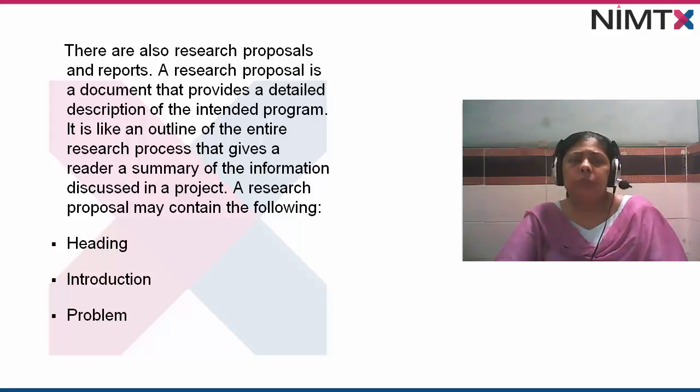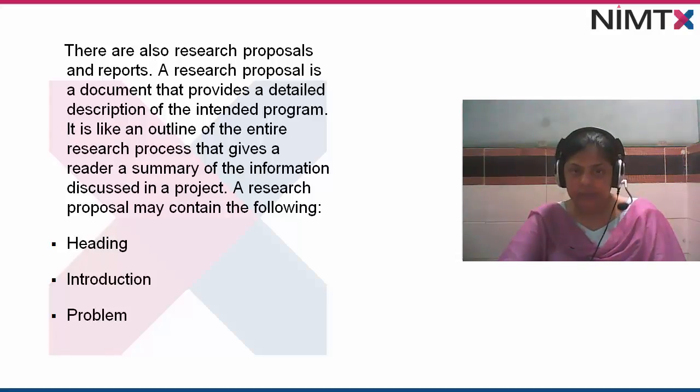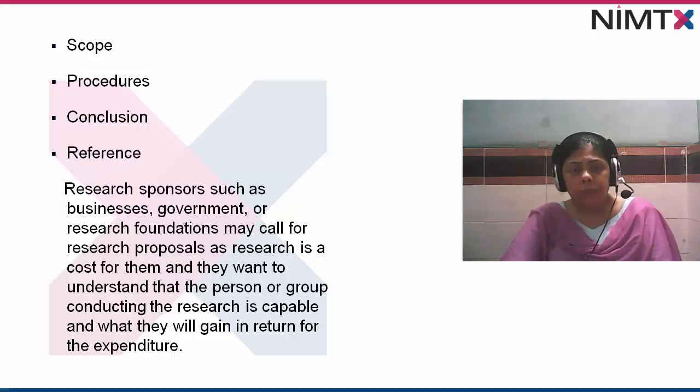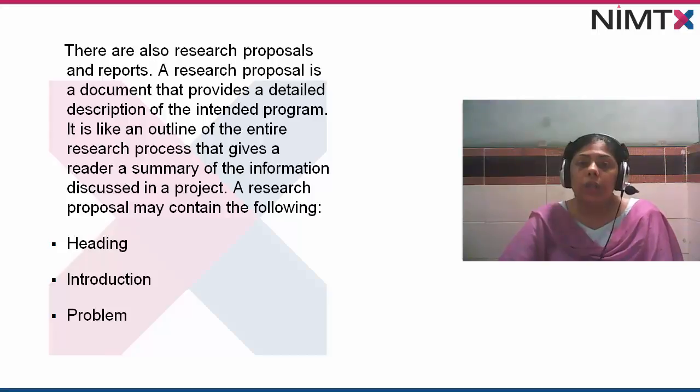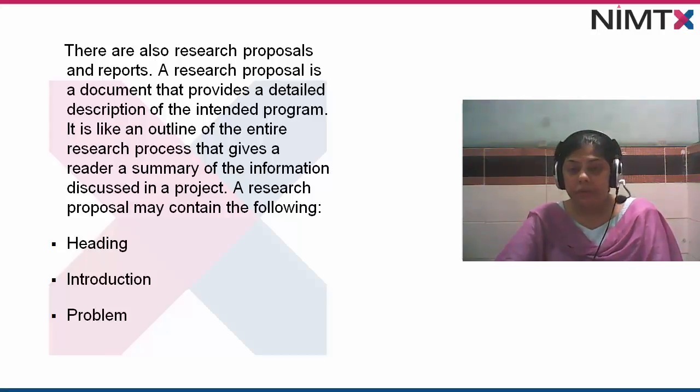There are also research proposals and reports. So let's see what a research proposal is. It's a document that provides a detailed description of the intended program. It's like an outline of the entire research process that gives a reader a summary of the information discussed in the project. It may contain a heading, introduction, problem, scope, procedures, conclusion, and reference. You may call a research proposal a draft.